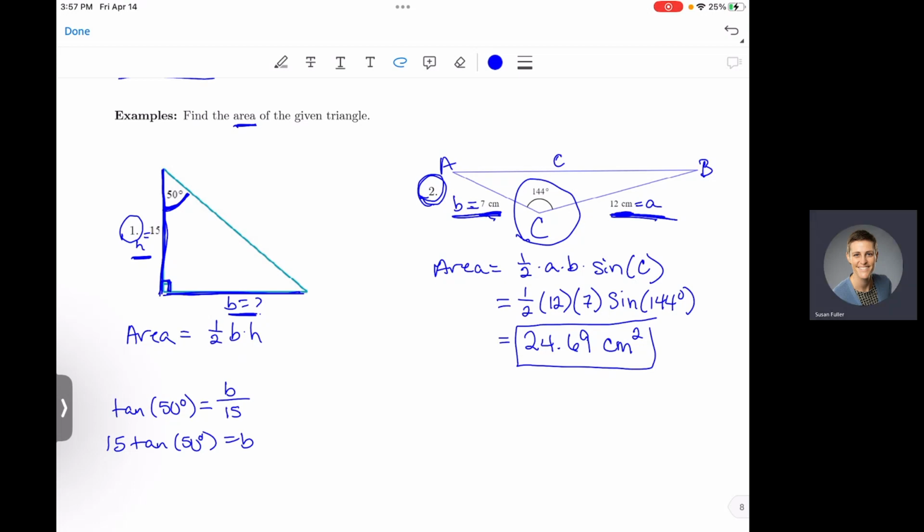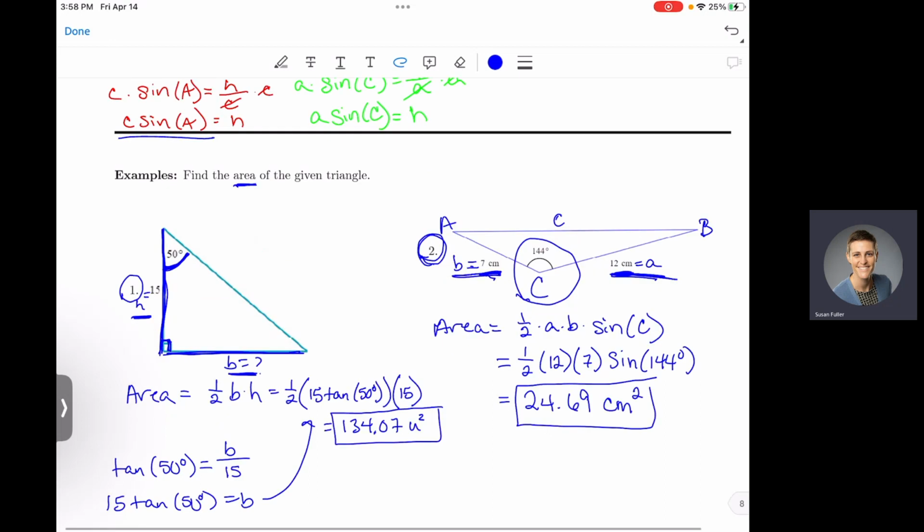And so now I can plug in what I have here. 1/2 base times height is going to be 1/2 times my base, which is 15 times the tangent of 50 degrees, times my height, which is 15. And I can plug all of that into a calculator, and I will get 134.07. This one doesn't have units on it, so I'm just going to say units squared because we don't have units. But if we did, it'd be whatever your units are squared.